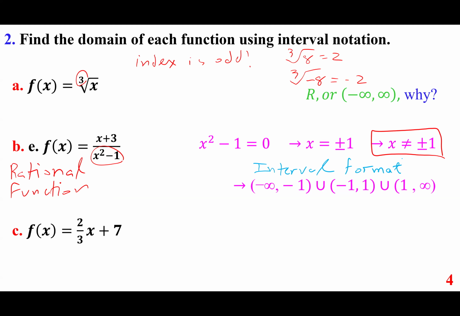f of x equals 2/3 x plus 7. The domain is all real numbers. You can say negative to positive infinity, all real numbers, because again, it's a polynomial of degree 1. This is a linear function.